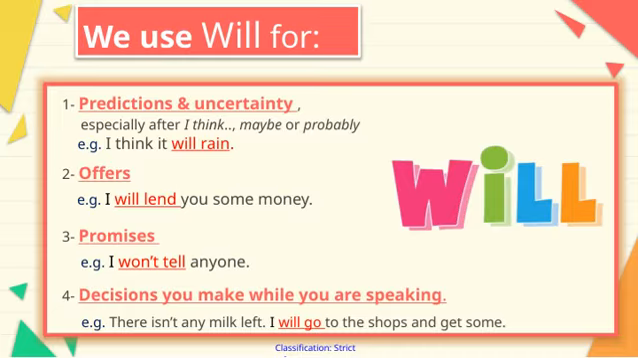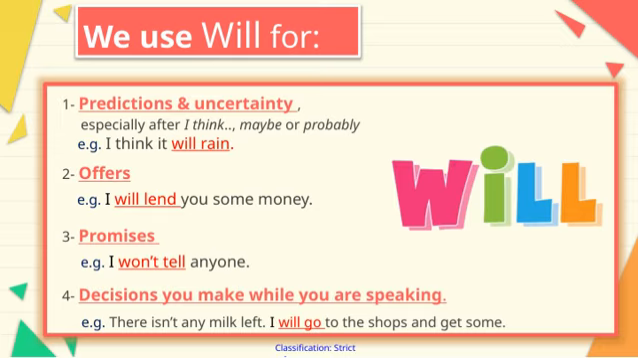Now let's look at some common ways we use will in everyday language. First, we use will to talk about predictions and uncertainty. For example, when I say, "I think it will rain," I'm expressing my guess about the future, but there's some uncertainty involved. Words like think, maybe, or probably often accompany these predictions because they show that we're not 100% sure, just making an educated guess.